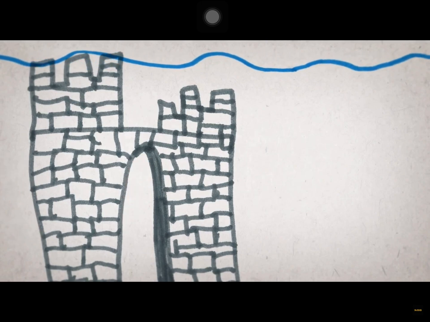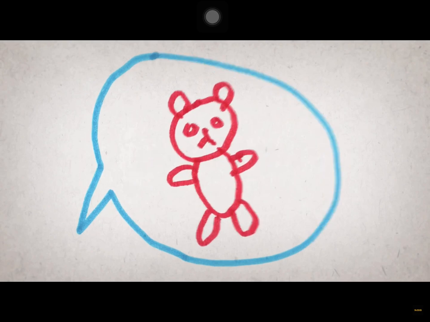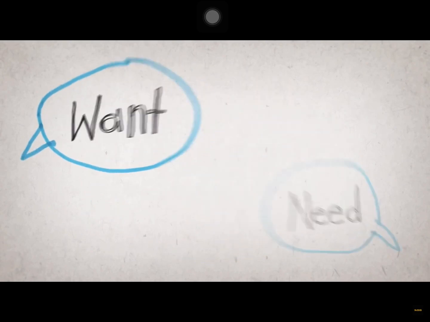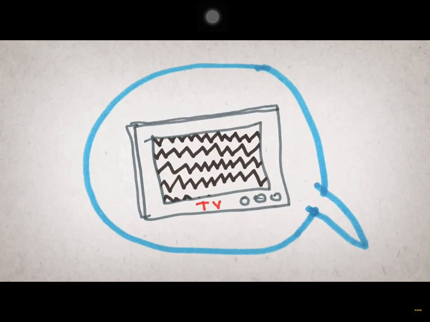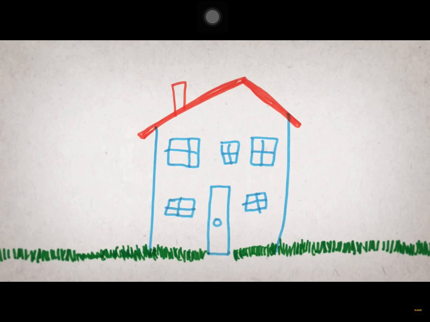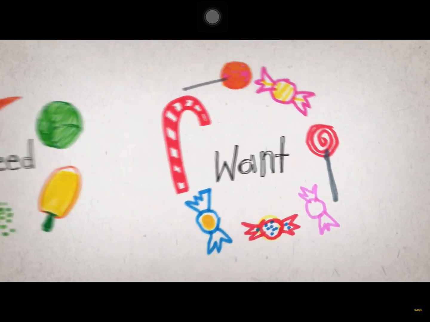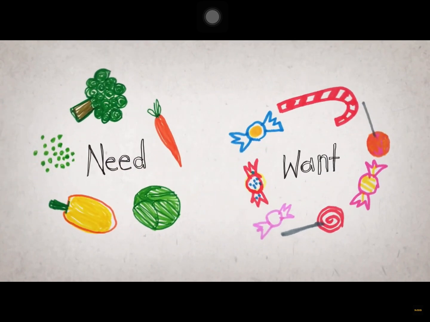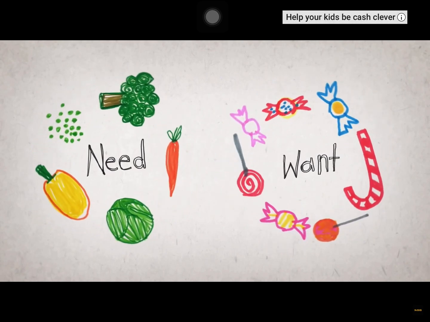Now, here's a quiz to try. Call out an item and your child has to answer that it's a need or a want. Drinking water, chocolate, bed, TV, etc. It's good fun to do at home and you could try it at the supermarket too. Vegetables are needs and sweets are wants. Cash clever kids know they have to take care of their needs before they start thinking about what else they want, and they might even need to save up for it.